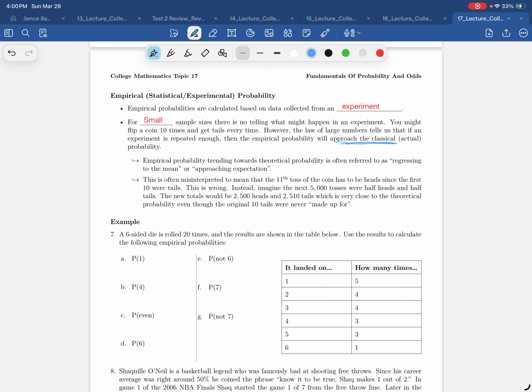Now, this is often misinterpreted to mean that the 11th toss of a coin has to be heads since the first 10 were tails. It's kind of like you think there are these cosmic scales in the universe and that it has to balance out, and it has to start balancing right now. We've had 10 tails in a row, and so of course the next one has to be heads. It's got to balance. That's not true.